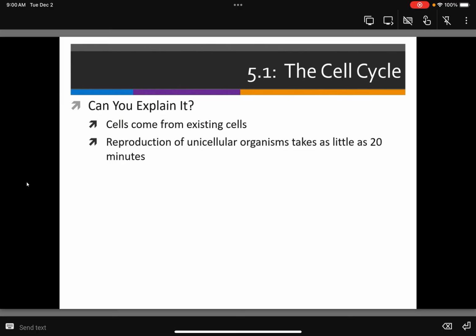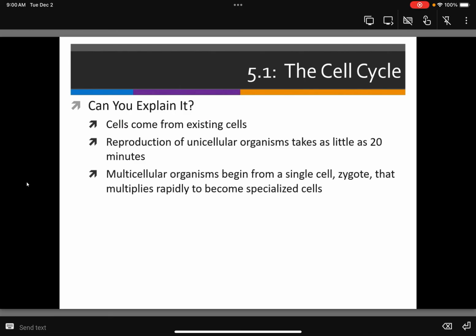So reproduction of unicellular organisms can take as little as 20 minutes. What do I mean by unicellular? Uni means one. So we have unicellular organisms and multicellular organisms. Those unicellular organisms, which consist of a single cell, can reproduce in as little as 20 minutes. So every 20 minutes, new organisms are created. Multicellular organisms, such as us, began from a single cell called a zygote, and it will multiply rapidly to become specialized cells, all of the cells in our body that allow us to function.